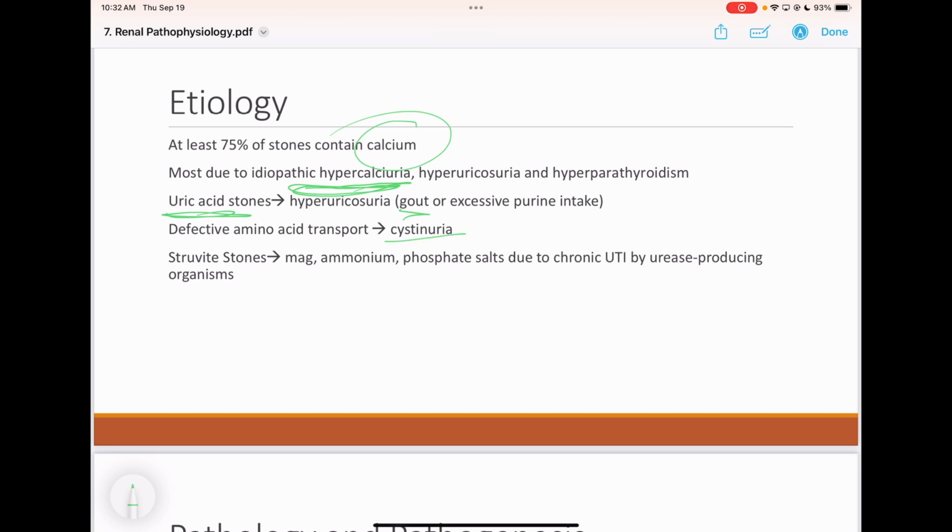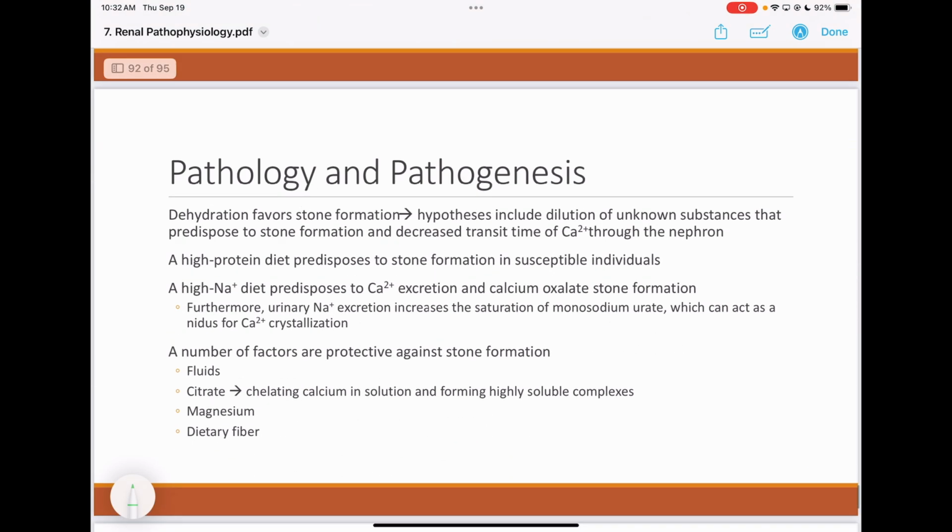And the last one, it could be our struvite stones. Struvite stones can be made of magnesium, ammonium, and phosphate due to chronic UTI from these urease-producing organisms. So you can also have another type of stone, magnesium, ammonium, or phosphate. But the majority of them are going to be calcium.